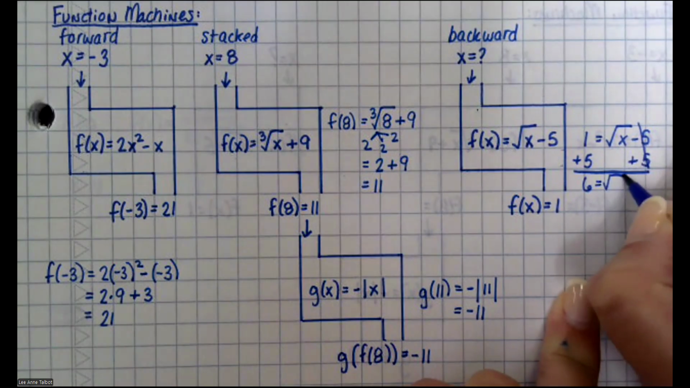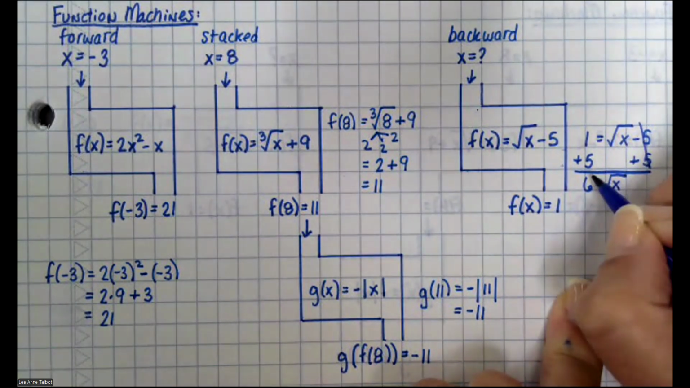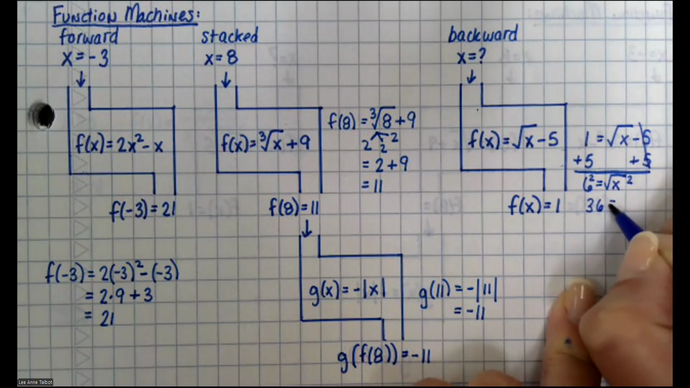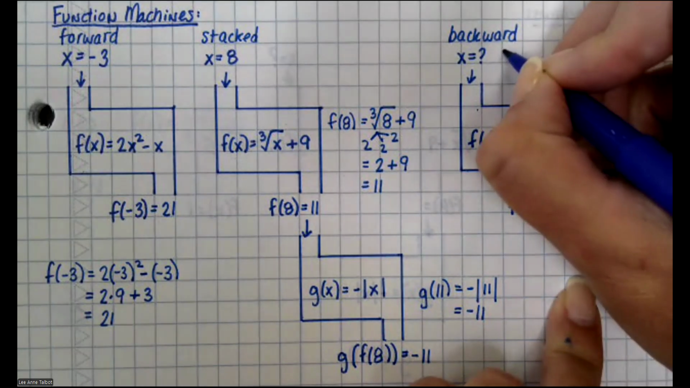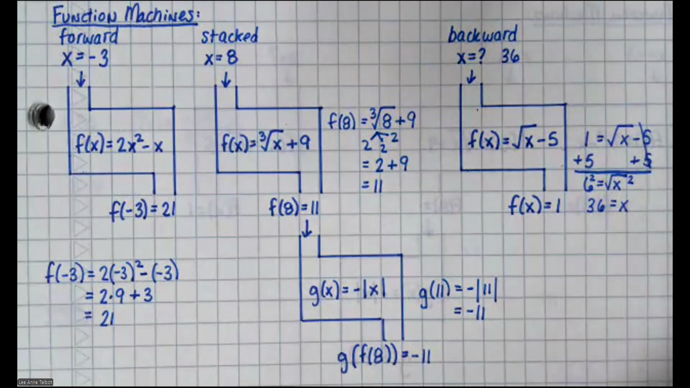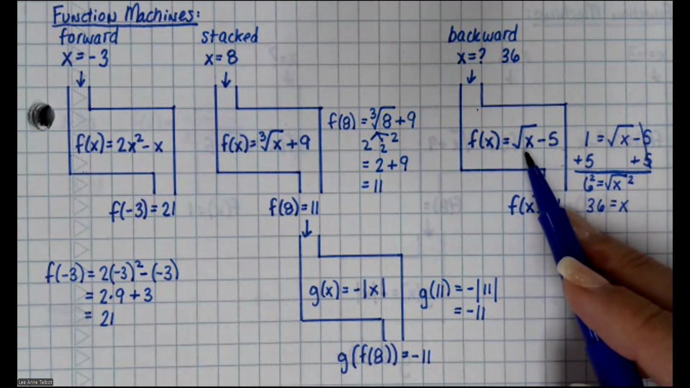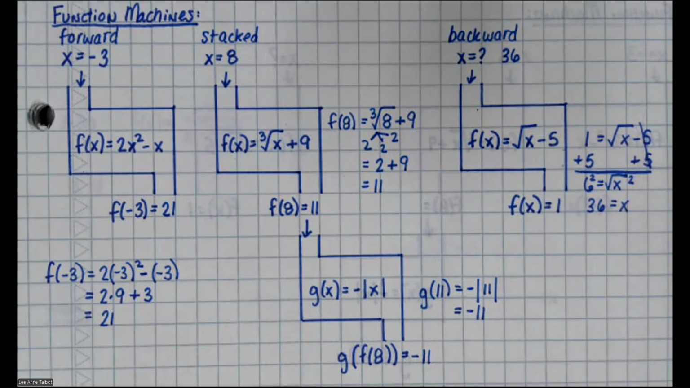6 equals square root of x. And then square both sides to get rid of the square root. 36 equals x. So x was 36. And then see if that makes sense. So square root of 36 is 6 minus 5 is 1. Okay, so now you have examples of all 3 types of function machines.